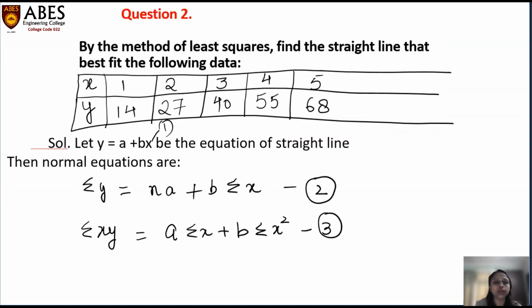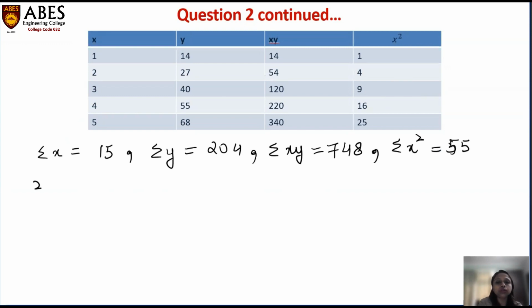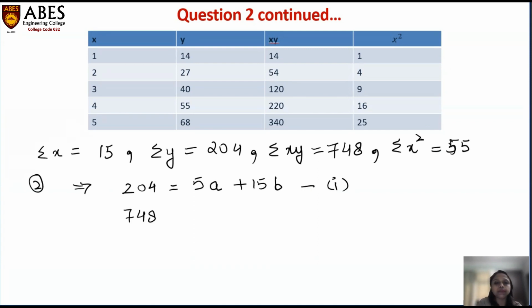From equation number 2 and 3, we will get 204 equal to 5a plus 15b, as there are 5 observations, so n will take the value 5, and b summation x is 15b. Let me mark it as equation number 1. Then another equation is summation of xy, that is 748, equal to a summation x, that is 15a, plus b summation x square, that is 55b. This is my second equation.